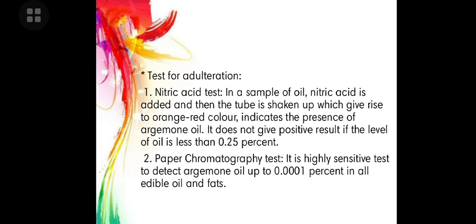There are some tests for adulteration. Nitric acid test: in a sample of oil, nitric acid is added and the tube is shaken, which gives rise to an orange-red color, indicating the presence of argemone oil. It does not give a positive result if the level of oil is less than 0.25%. There is another test called the paper chromatography test. It is a highly sensitive test to detect argemone oil up to 0.0001% in all edible oils and fats.